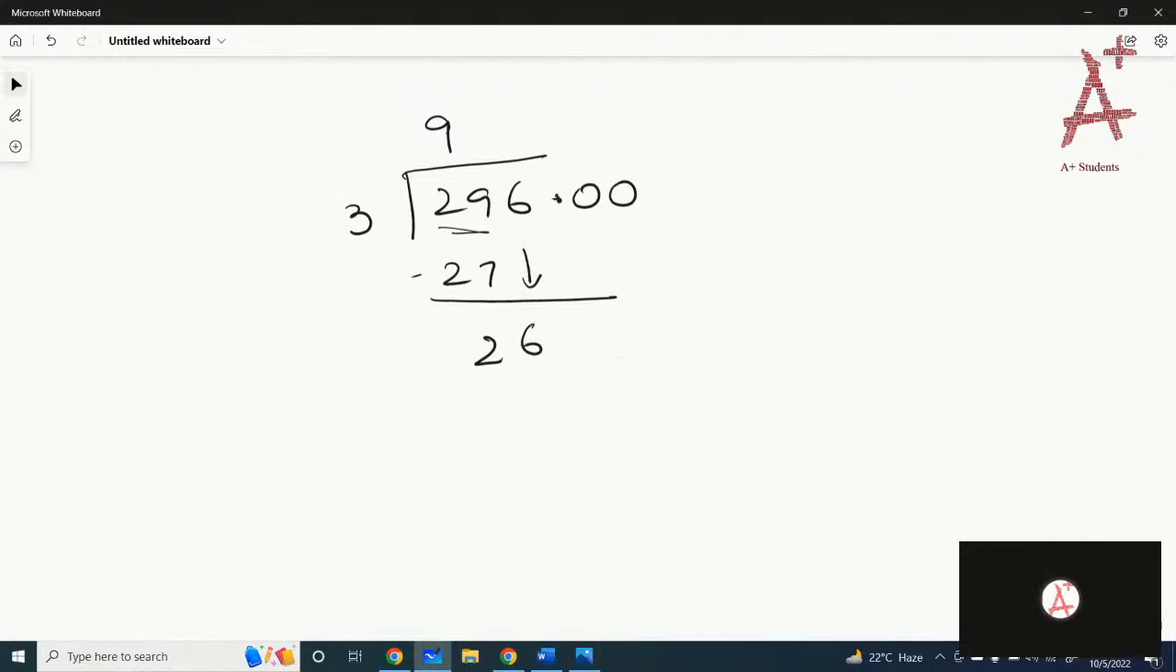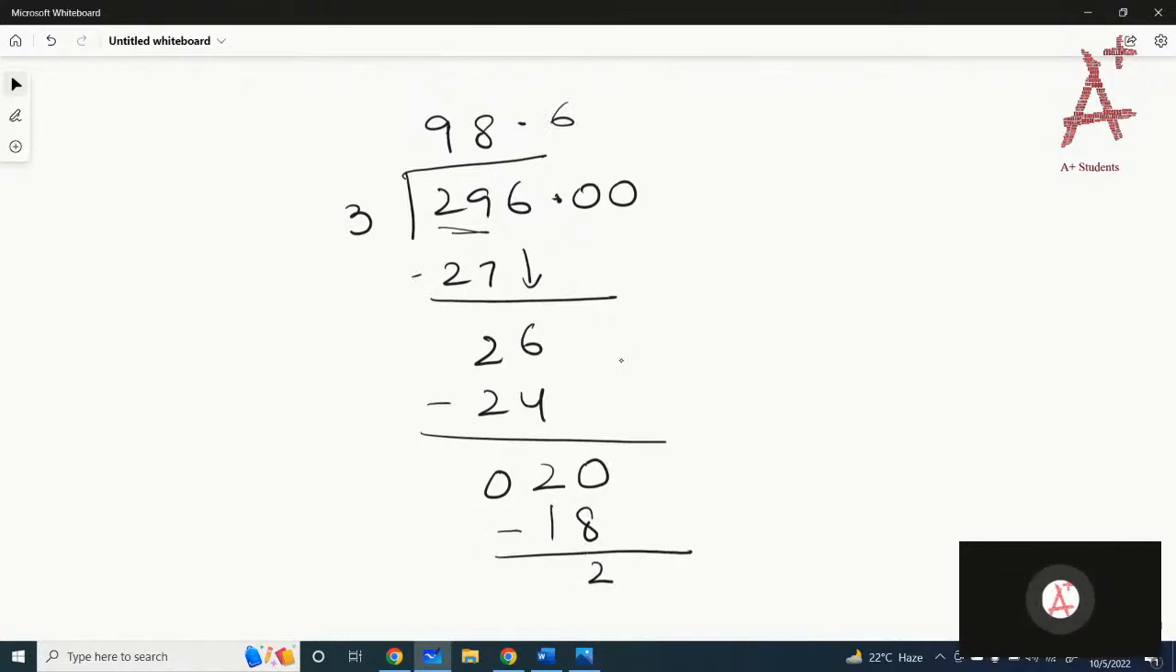Now you need to count the number table of 3 until you get 26 or a number that is less than 26. So which number can we go for? We can go for 3 times 8 is 24. Okay, 6 subtract 4 is 2 and 2 subtract 2 is 0. You have a decimal point over here, just put a decimal point over here and bring the 0 down. So you have to count down table of 3 until you get the 20. So 3 times 6 is 18. 20 subtract 18 is 2.